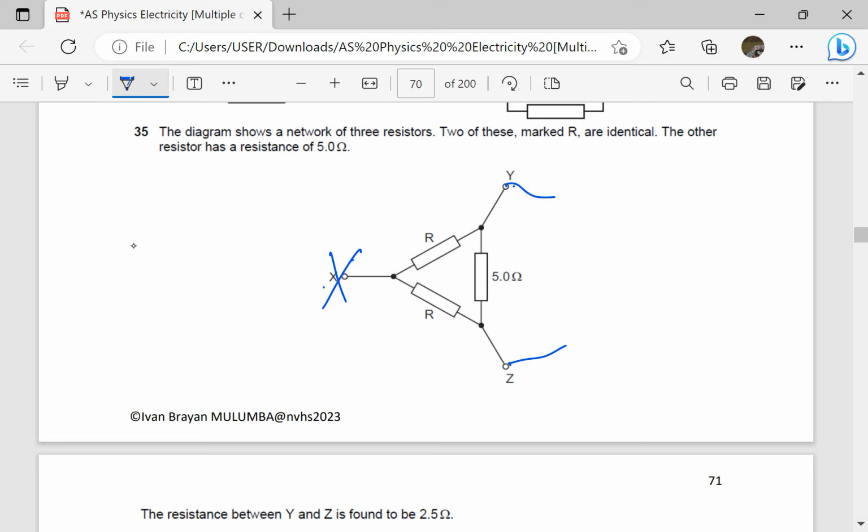That means if current flows from Y, it is going to be the same current there, same current there. So that means these two are in series. So total resistance, this side, is going to be 2R plus R. And total resistance this side is 5. So this combination, this side, is in parallel with that. So it's like having these resistors like this.